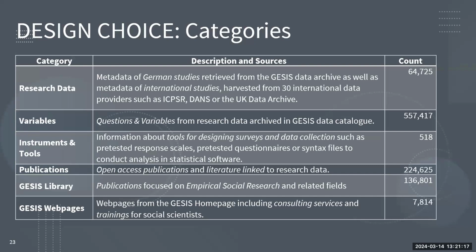We have the GESIS library, which is a real library at our location in Cologne. And here we find publications focusing on empirical social sciences. We also have web pages, and this is important because these web pages list a large number of consulting and trainings for social scientists, and so you are able to find them also with GESIS search.